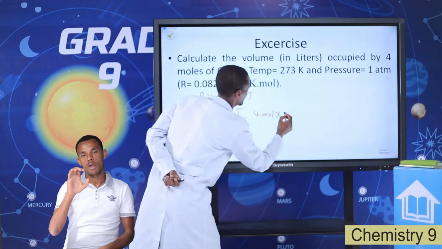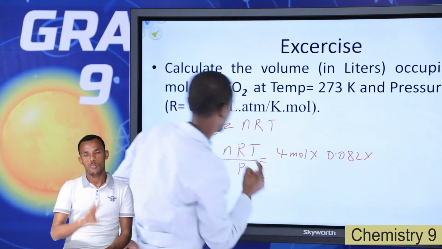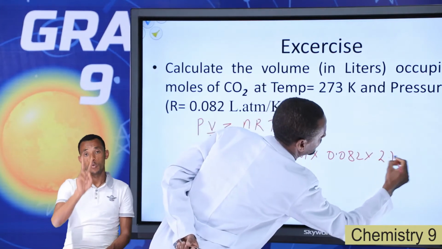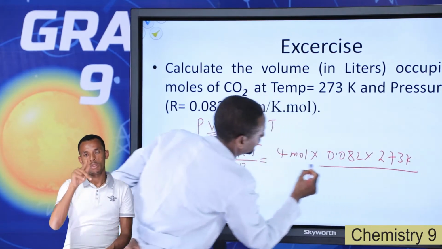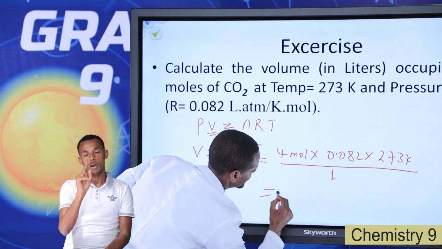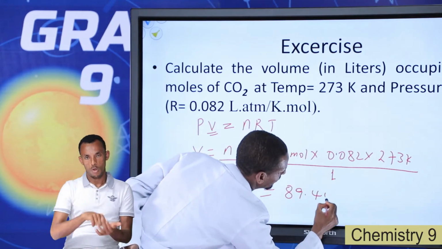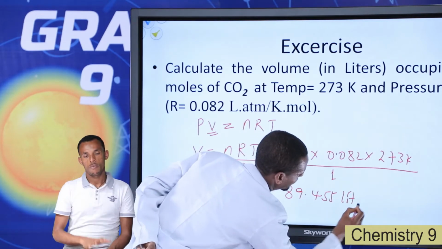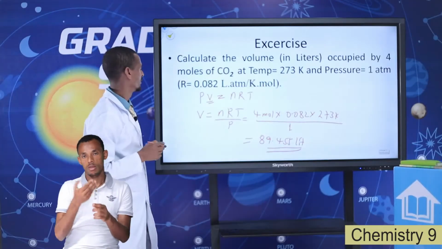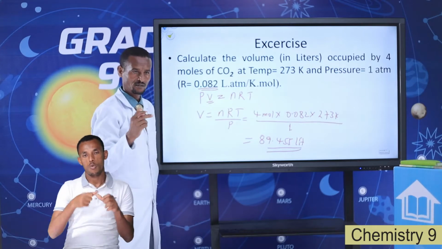The ideal gas constant is 0.082, and the temperature is 273 Kelvin, divided by how much? The pressure is 1. It gives you 89.455 liters. Do you get it? So you have to use this ideal gas constant for your calculation.